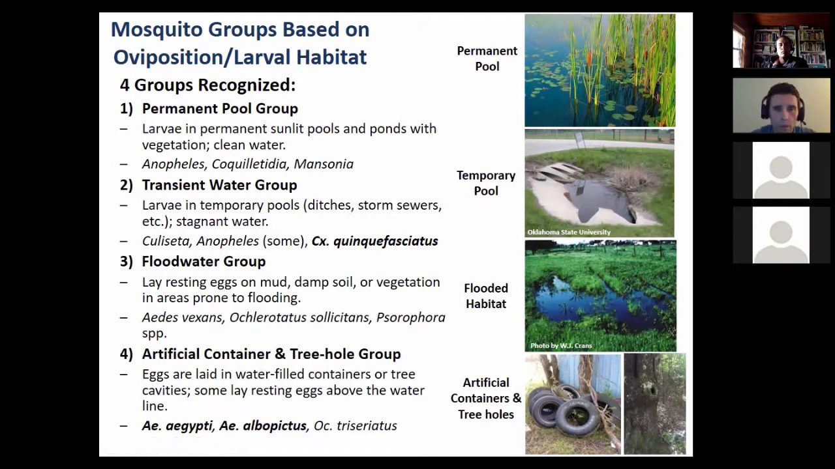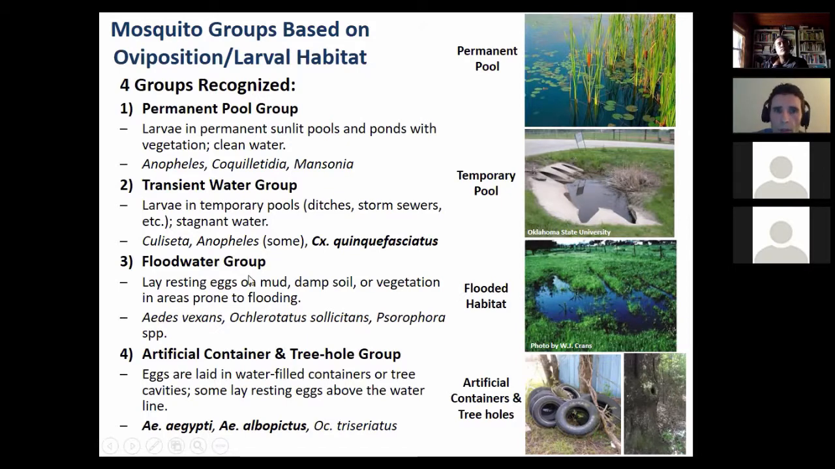One is group 1, the permanent pool group. These tend to be more rural type mosquitoes, and these live in permanent sunlit pools and ponds with vegetation. And these can generate large quantities of what would generally be called pest mosquitoes, but they can cause disease or transmit disease in certain circumstances.